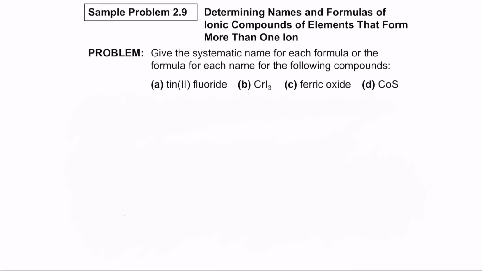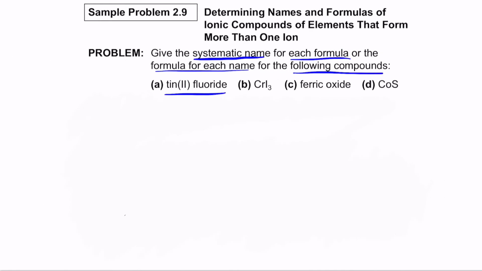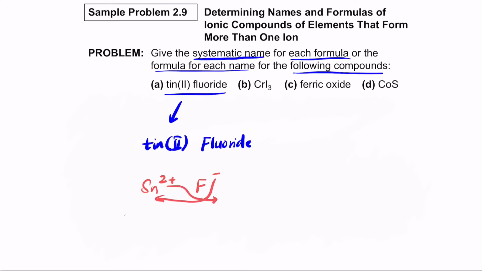Here they have asked us to give the systematic name for each formula, or the formula for each name, for the following compounds. The first one is tin(II) fluoride. Tin(II) is Sn2+. So there are two parts in this formula: tin(II) and fluoride. Tin(II) is Sn2+, fluoride is F minus. I told you, exchange the charges. So you get SnF2. This is the formula for tin(II) fluoride.